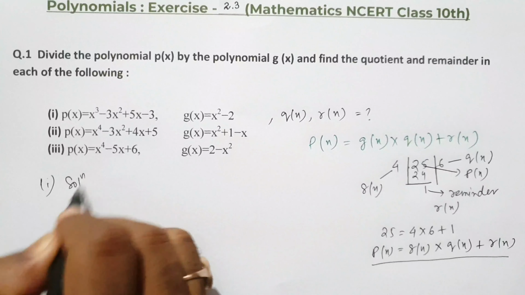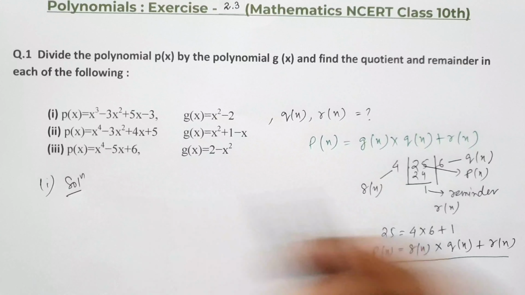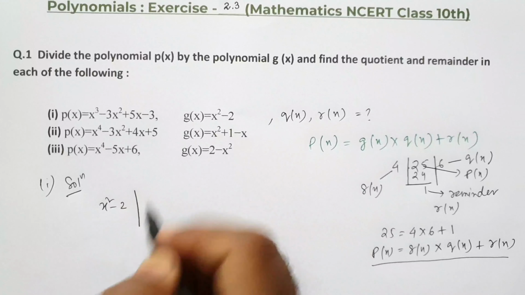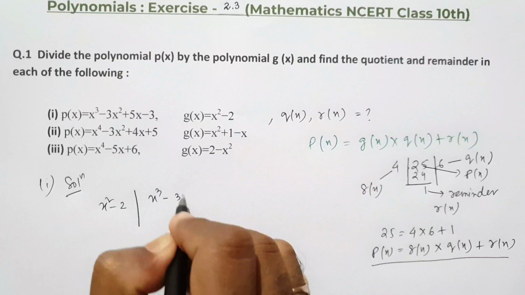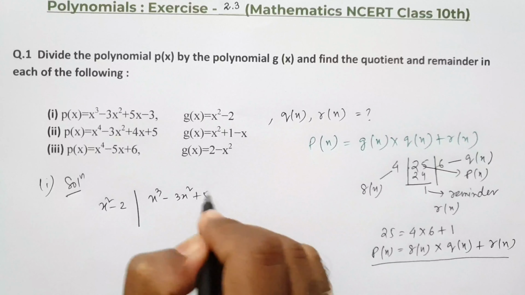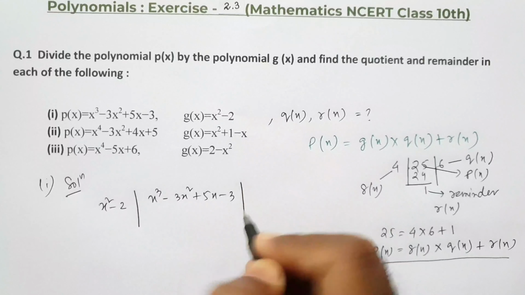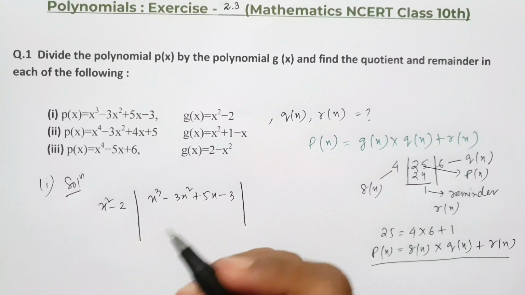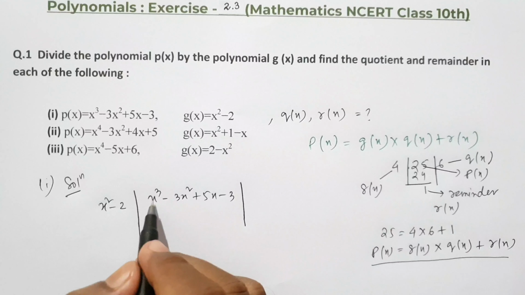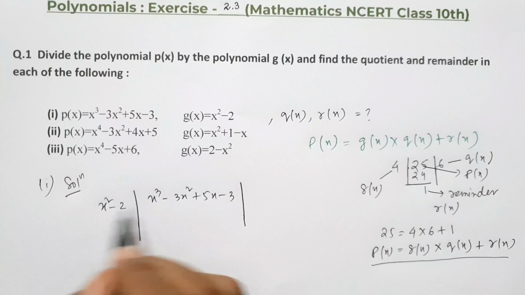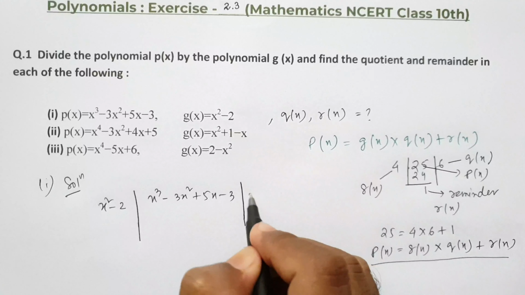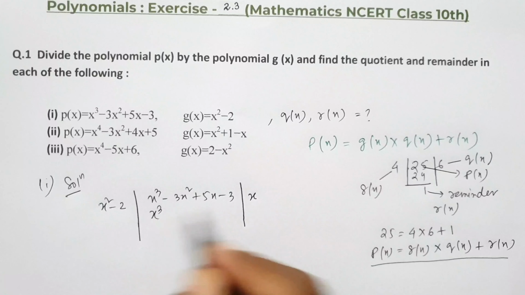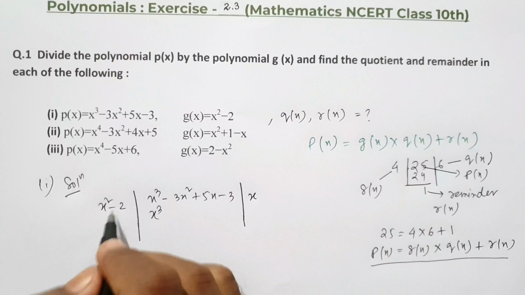Let's start. It means that we initially divide p(x) by g(x). So we'll divide 3x cube minus 3x square plus 5x minus 3 by x square minus 2. So this is p(x), we are dividing it by g(x). Now the first term of this polynomial is x cube, and here it is x square. As you know, x square into x is x cube. So we'll write x, means x square x times becomes x cube. Now x square into x square already gave x cube. What is remaining? Minus 2 remaining.